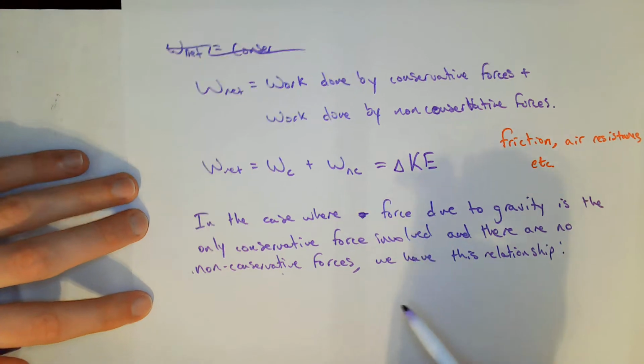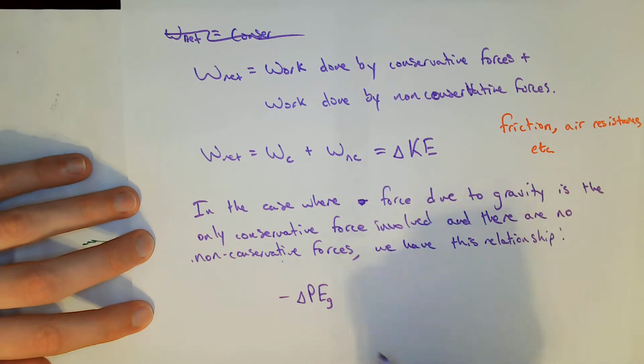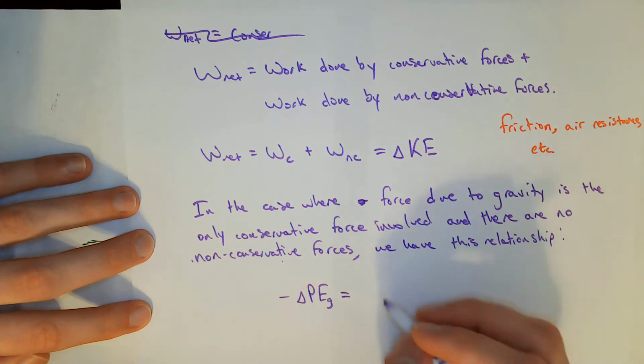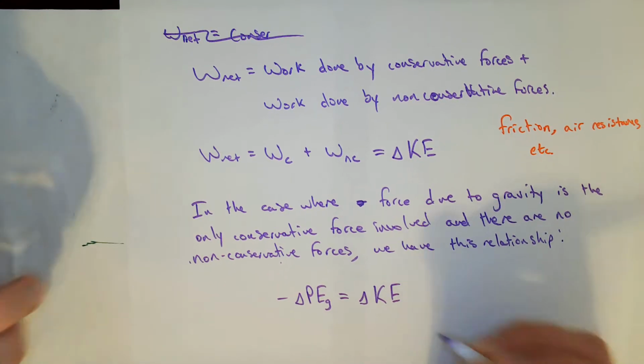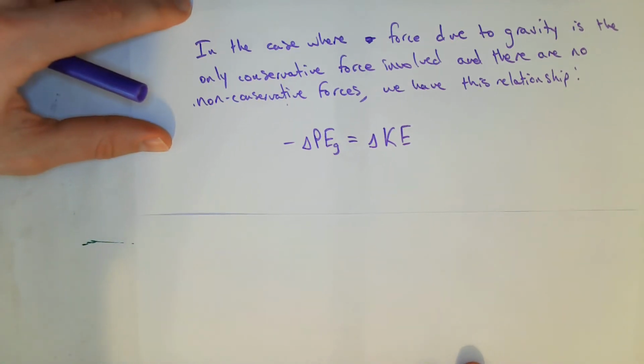This term is 0. We have negative delta PEG for the gravitational potential energy, and remember, when we're talking about overall work here, we had to place that negative on it, is equal to delta KE. That is an extremely powerful relationship that you can take advantage of in all sorts of cases. But what's not involved here? There's no springs involved, which we'll look at in a minute, and there's no friction involved. So what kind of problems can we solve with this relationship?